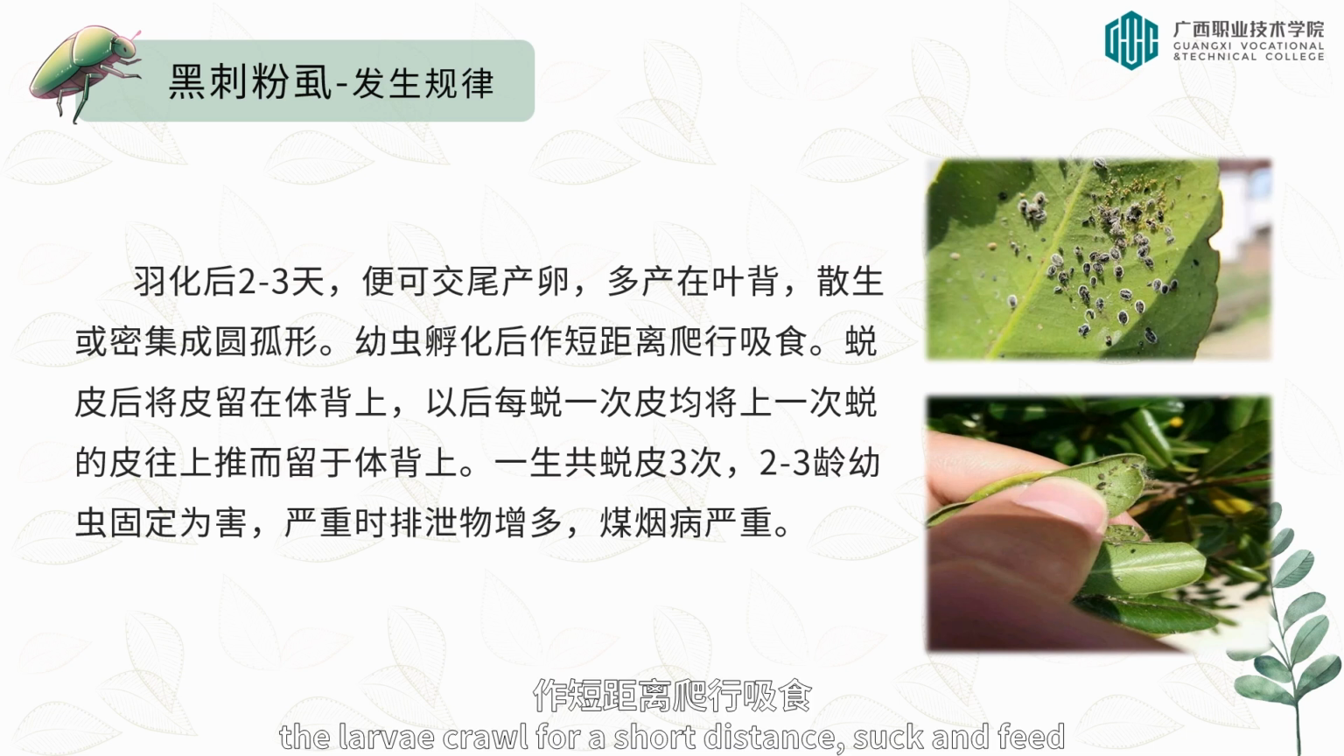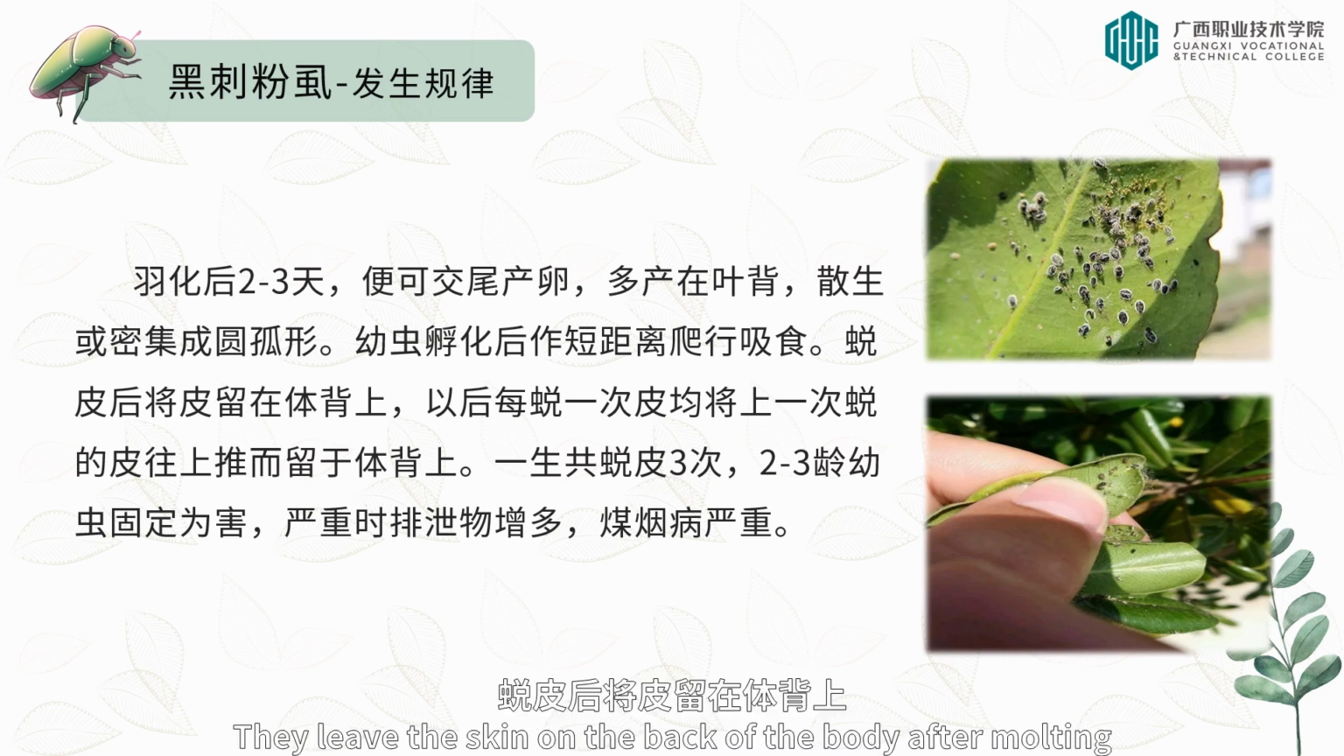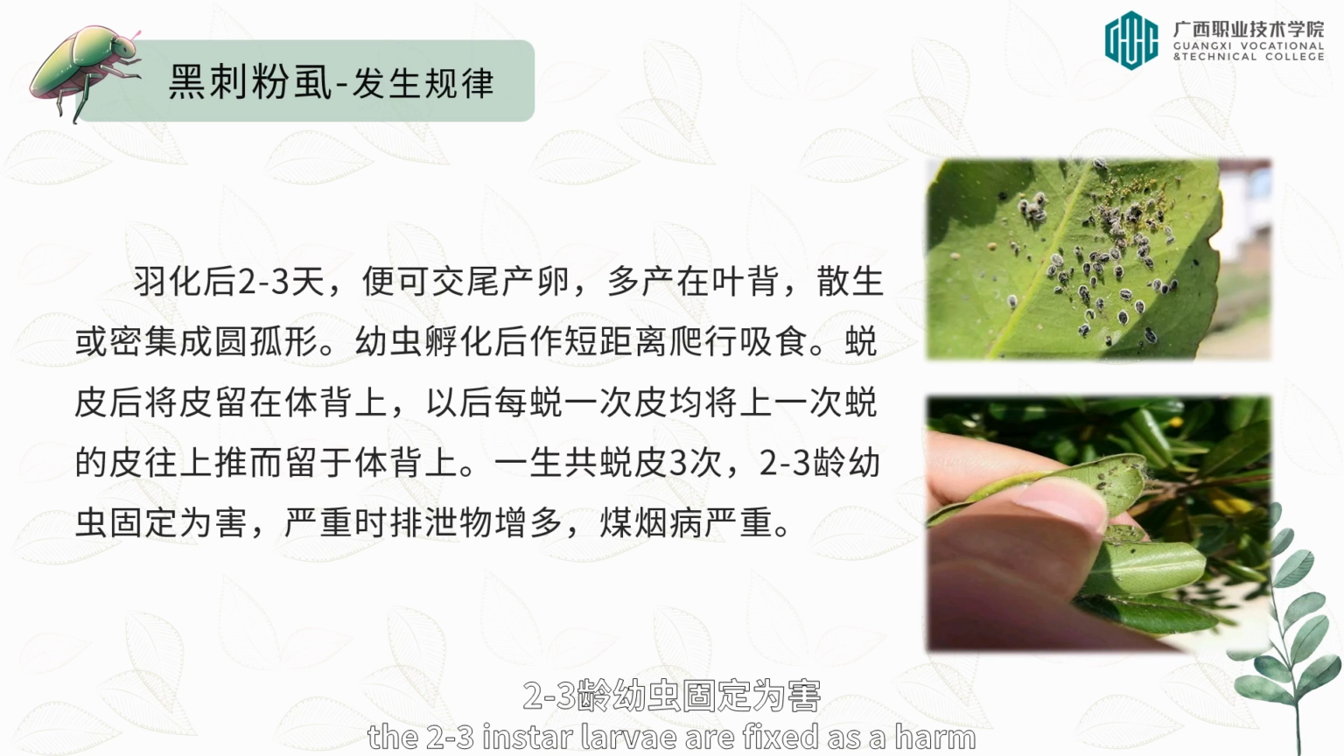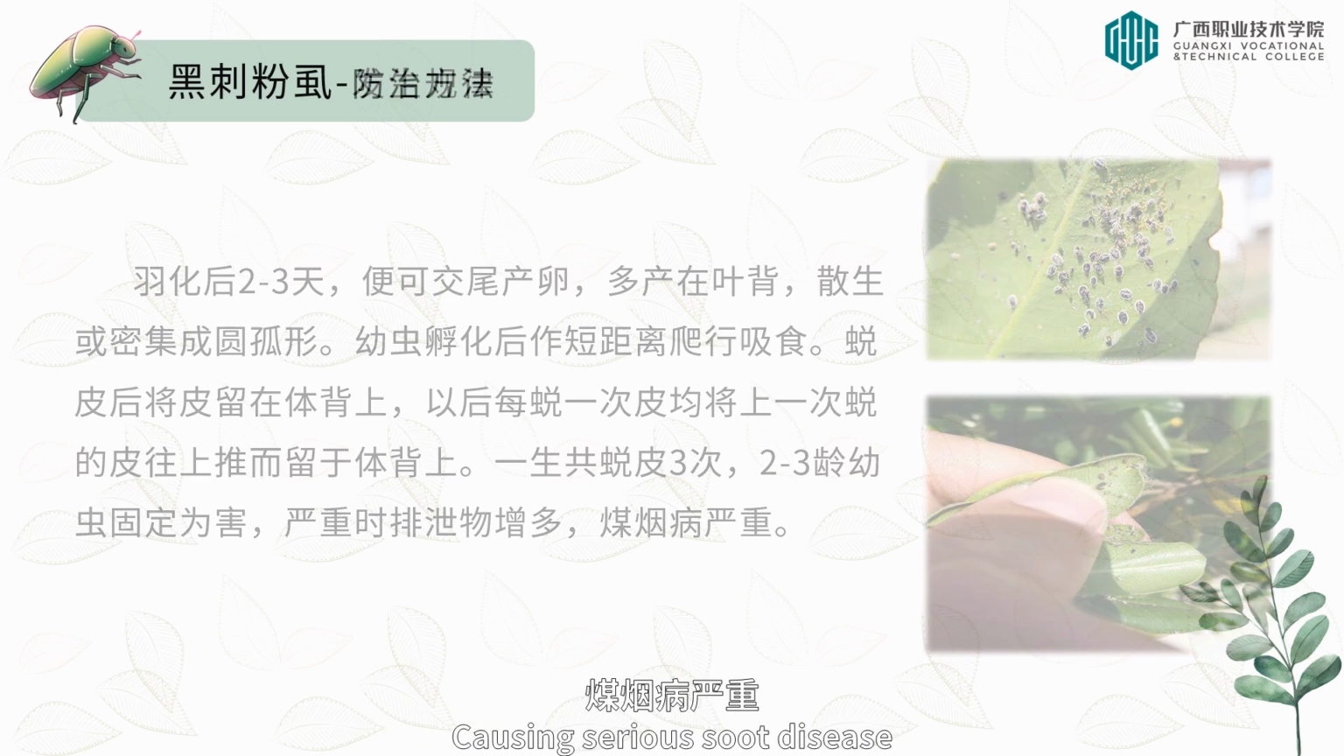After hatching, the larvae crawl for a short distance, suck and feed. They leave the skin on the back of the body after molting. After each molt, the last molted skin is pushed up and left on the back of the body, molting 3 times in a lifetime. The 2 to 3 instar larvae are fixed and cause harm. When it is serious, the excreta increases, causing serious sooty mold disease.